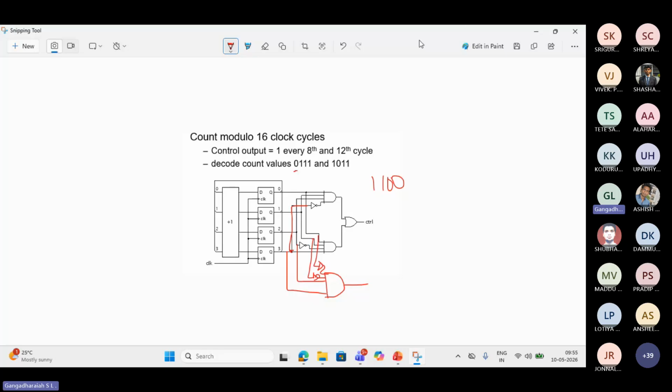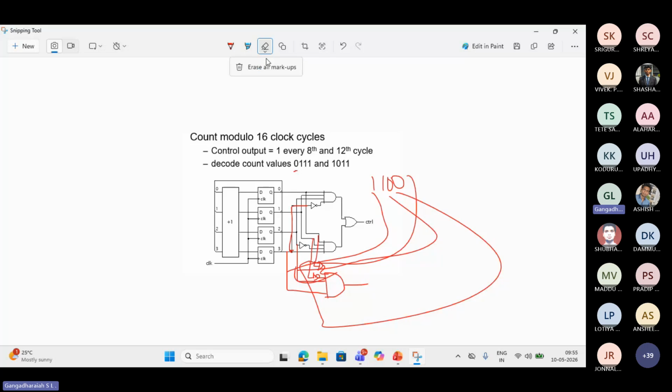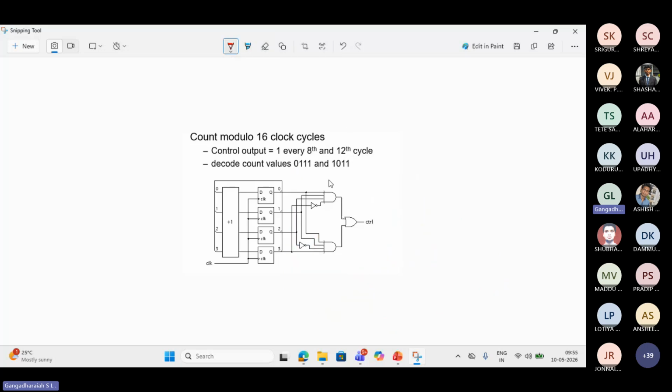Clear, right? So now look at it. See, this is 1. This is this one. This is this 0. This is this 0. So depending on this, you must be in a position to write it. Let me explain once again and wind up this example. See this one, let us say this one.